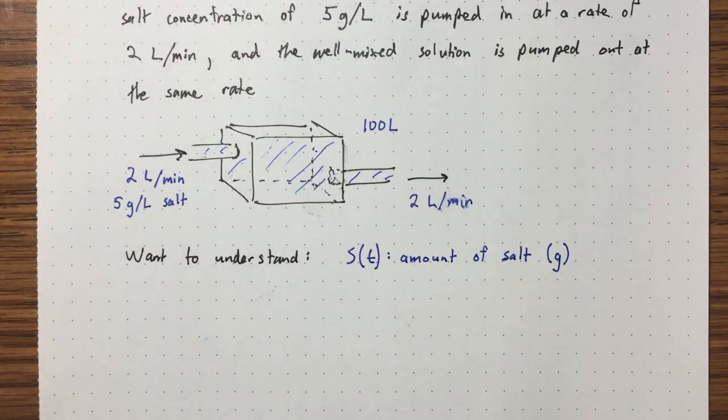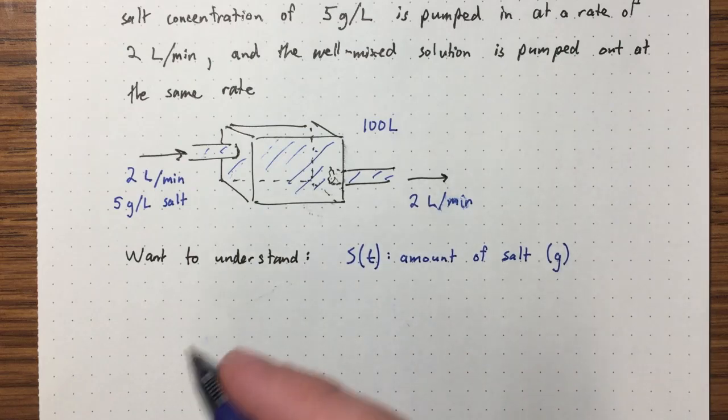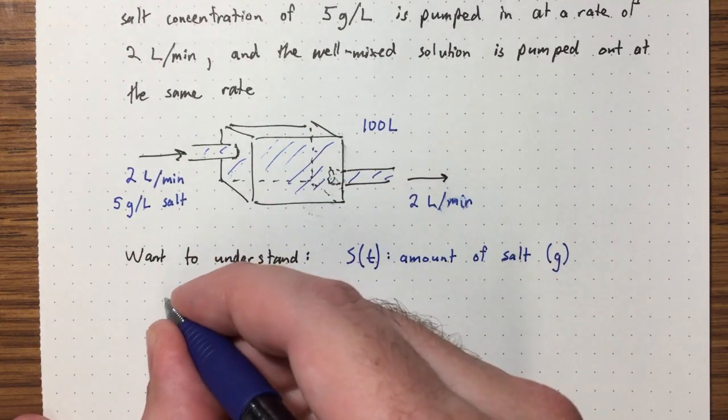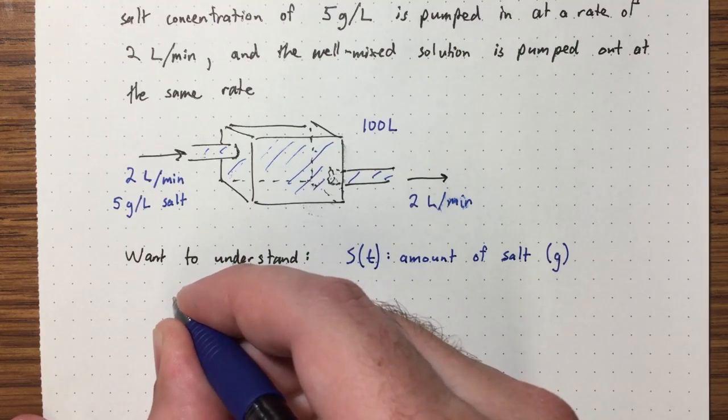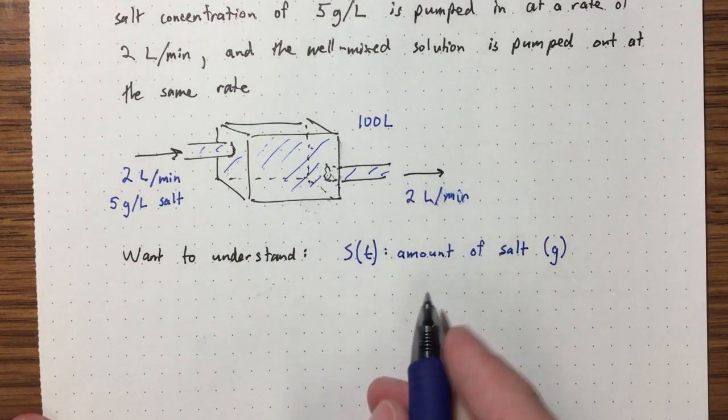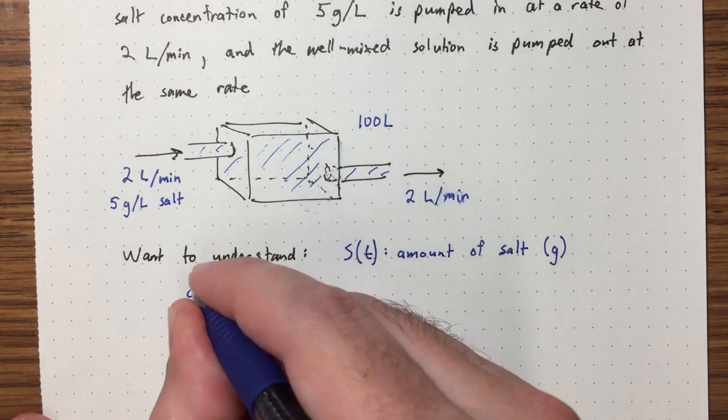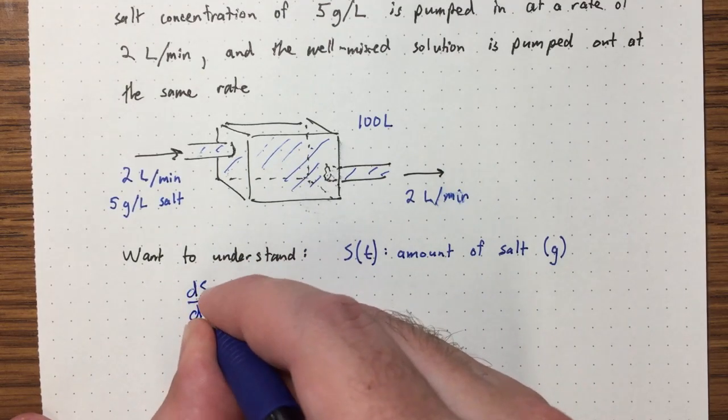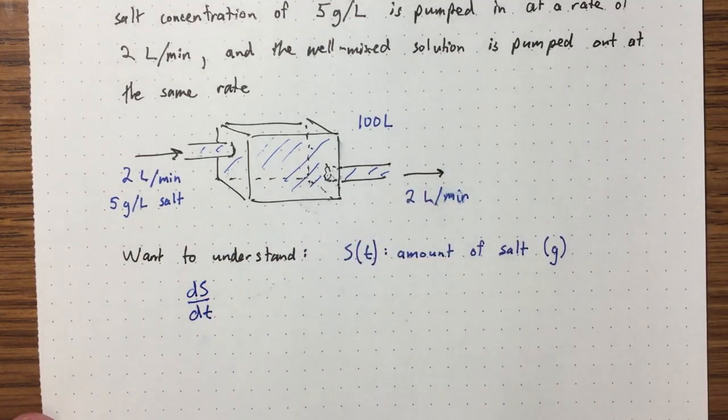I'm introducing this example because I think we should always be trying to get as much practice as we can setting up differential equations from physical problems. And this is a classic physical problem that results in a differential equation to solve. So what is the first question we're going to ask? We're going to ask, what is dS/dt? How is the amount of salt changing?